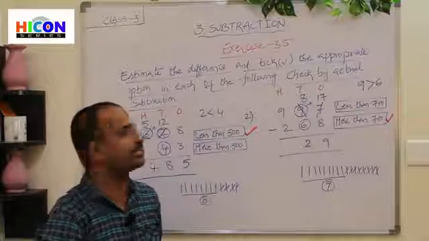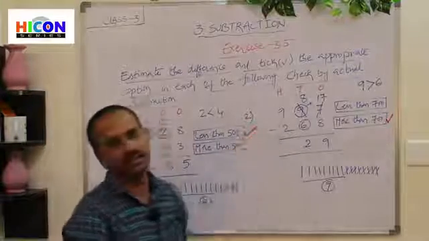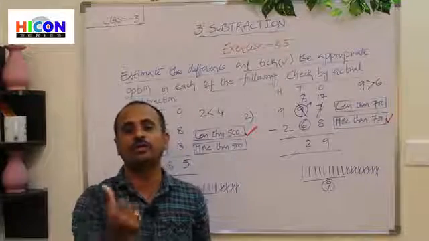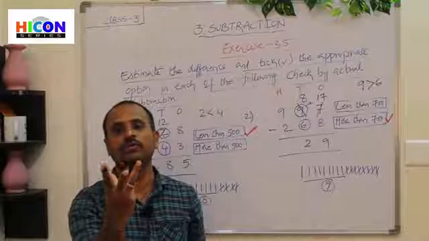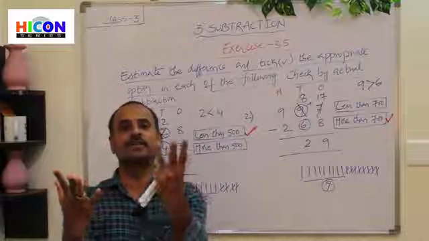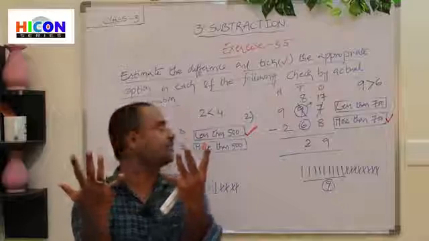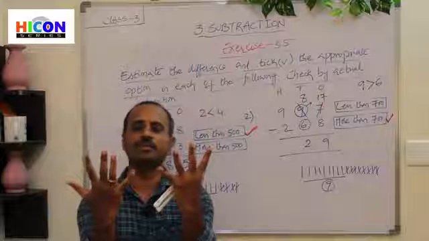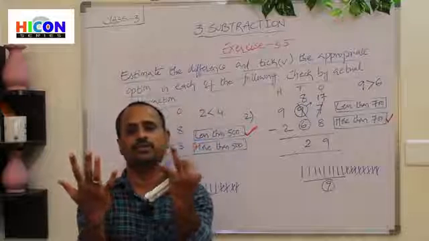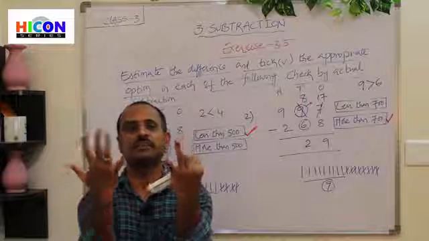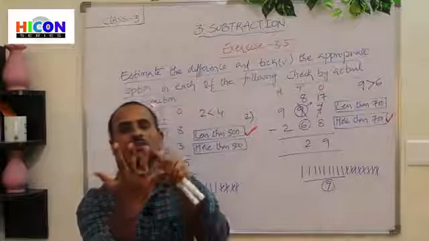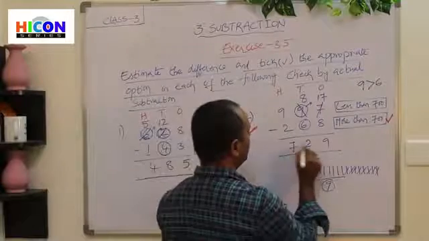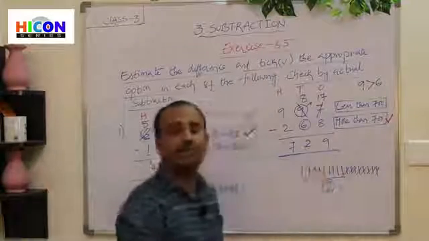What are the digits in the hundreds place? 9 and 2 are present in the hundreds place. The first number is 9, so open 9 fingers of your hand. What is the second number in the hundreds place? 2. So close 2 fingers among these 9 fingers. How many fingers are remaining? There are 7 fingers remaining. So the answer is 729.